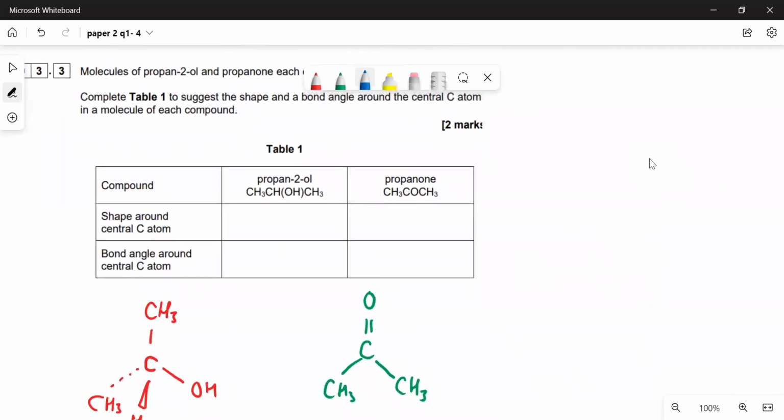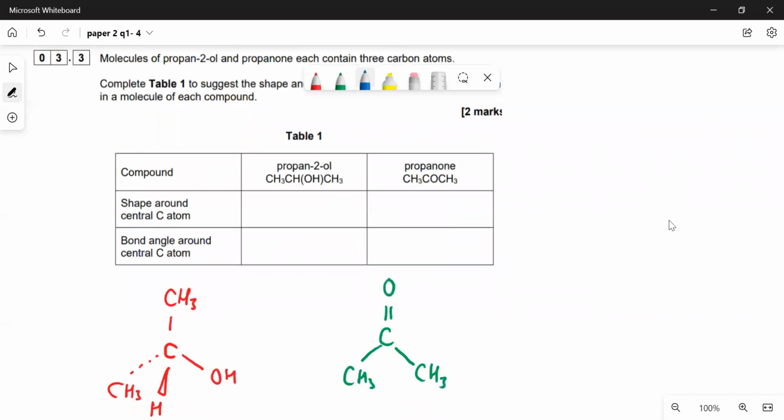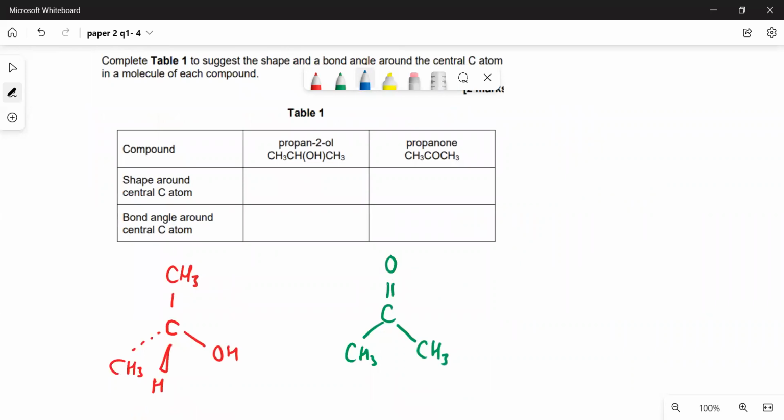Molecules of propan-2-ol and propanone each contain 3 carbon atoms. Complete table 1 to suggest the shape and the bond angle around the central carbon atom in a molecule of each compound. Okay, let's look at the central carbon atom. So I've drawn these here. Look at the central carbon atom in propan-2-ol. You can see it's going to be tetrahedral.